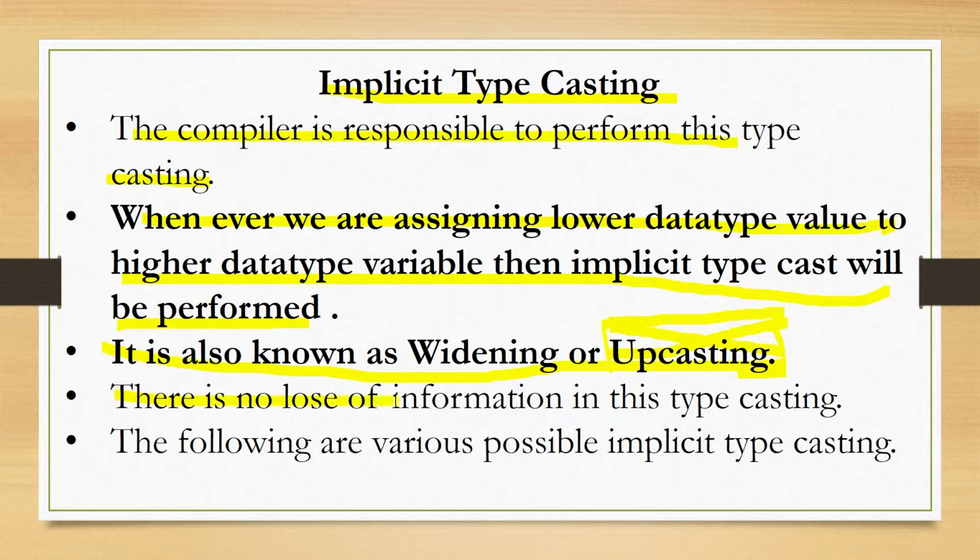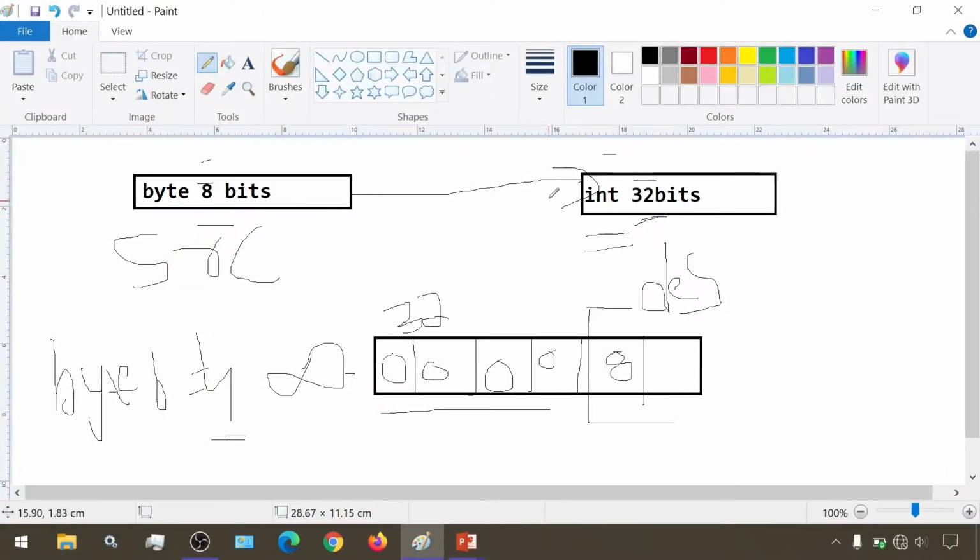There is no loss of information in this typecasting. I have explained, because the receiver data type is always bigger than the source data type. Here, as we see, int is 32 bits and byte is 8 bits. So int is bigger than byte.